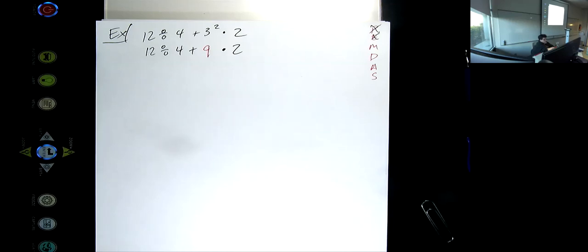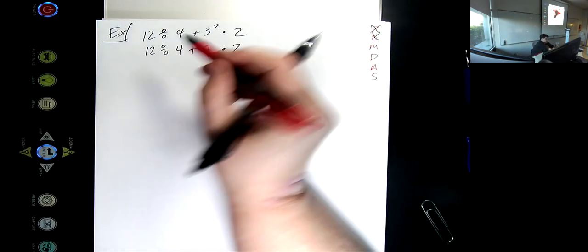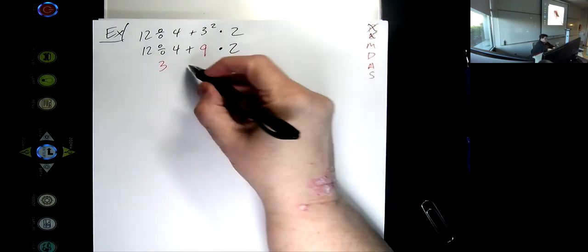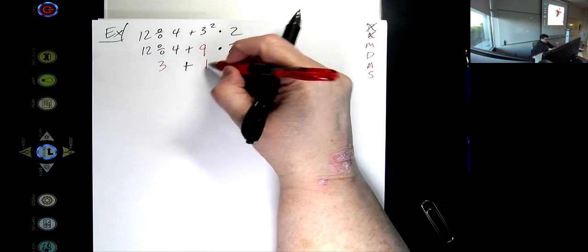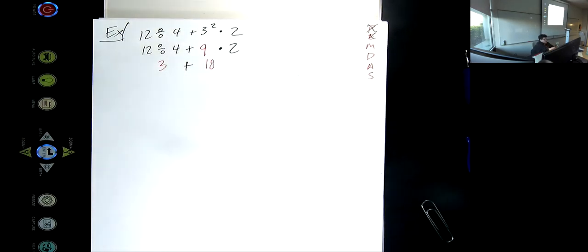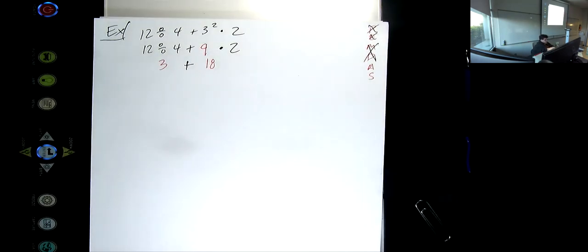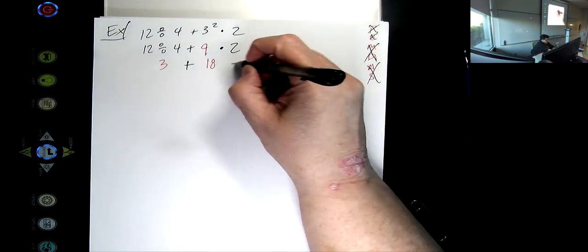Multiplication and division happen at the same time, so I'm going to go left to right and do them as I see them. 12 divided by 4 is 3. And then I've got plus 9 times 2 is 18. That knocks out M and D together. Finally, addition and subtraction, there's only one. 3 plus 18 is 21.